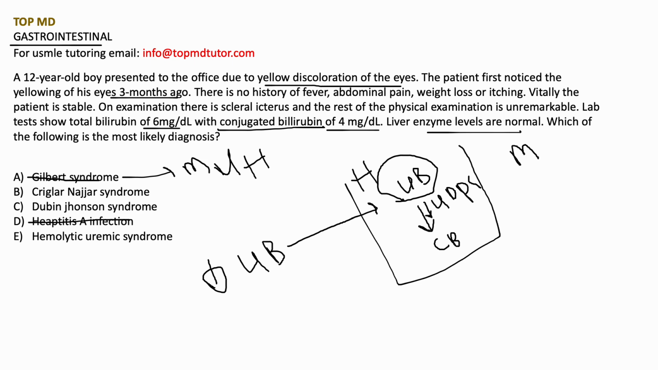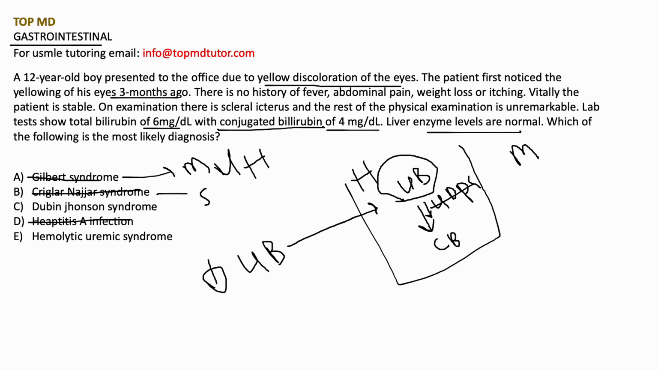Next is Crigler-Najjar syndrome, a very severe deficiency, almost to the level of absent UDP glucuronosyltransferase activity. Very severe, but it's not going to be conjugated. It is unconjugated hyperbilirubinemia. So this is ruled out because here they are saying conjugated. Very severe, you need phototherapy for it. You need even an exchange transfusion for it. So a very severe condition.